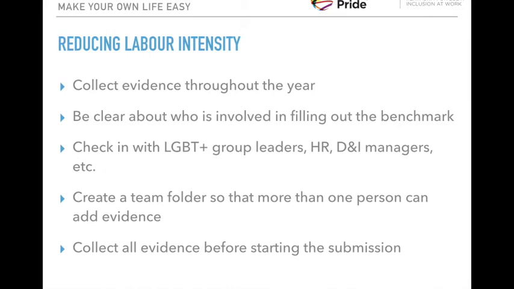Let's talk about reducing labor intensity or making your own life easy. Well, the first thing that we suggest is collecting evidence throughout the year. The reason why this will help you is that instead of doing a mad dash in the 2 months that our benchmark is open, if you slowly but surely collect things that will be or even might be relevant, the only thing you have to do is collect the last things that you don't have evidence on and filter through the things you've collected throughout the year. So that should make everything a little bit more relaxed in terms of gathering evidence.